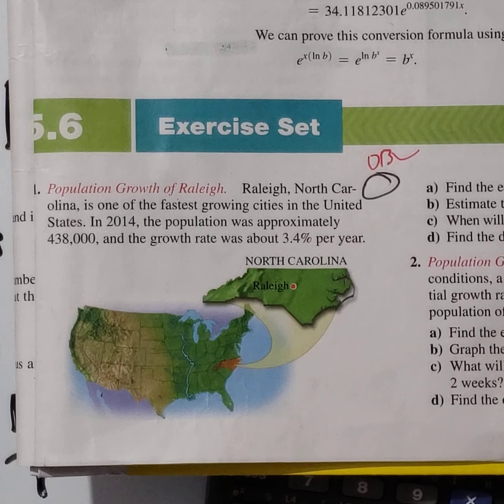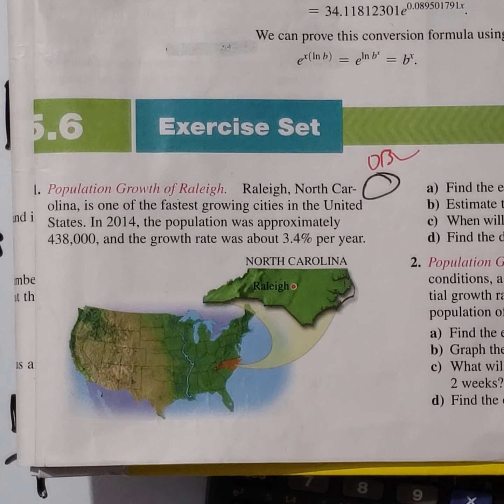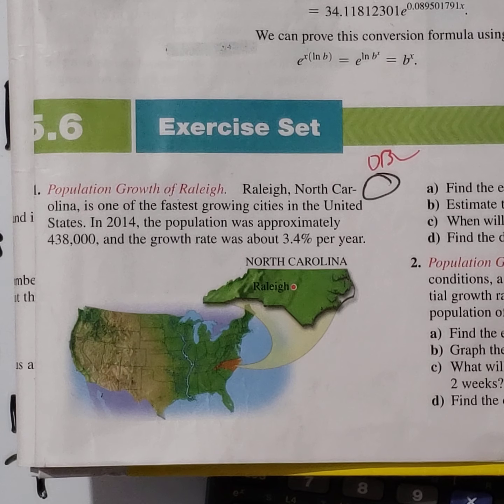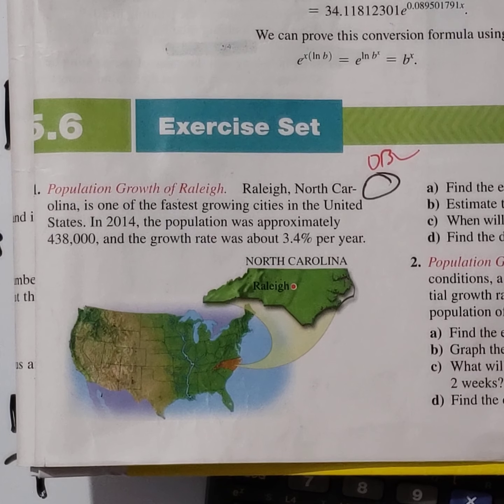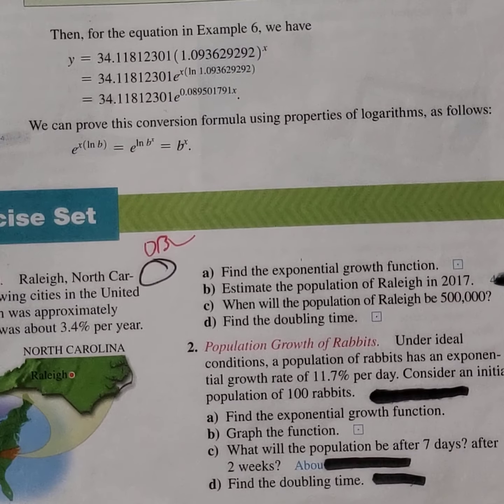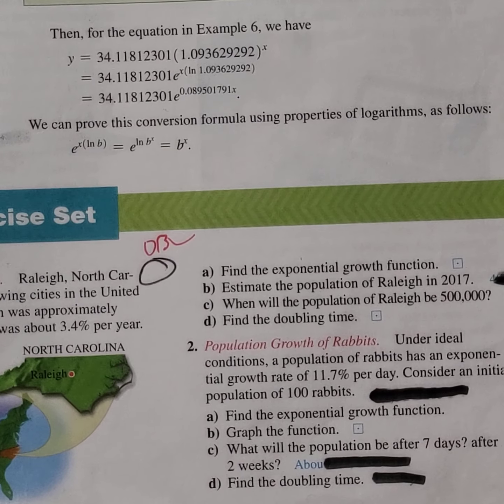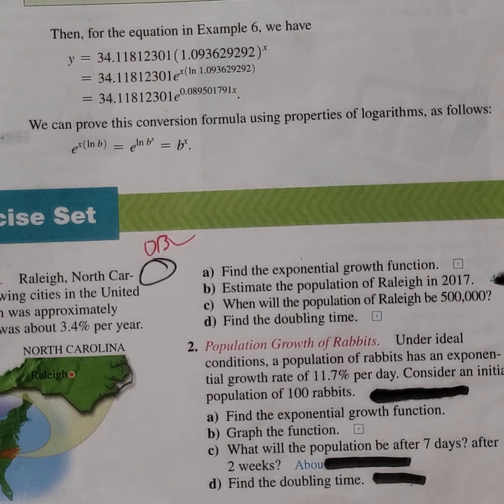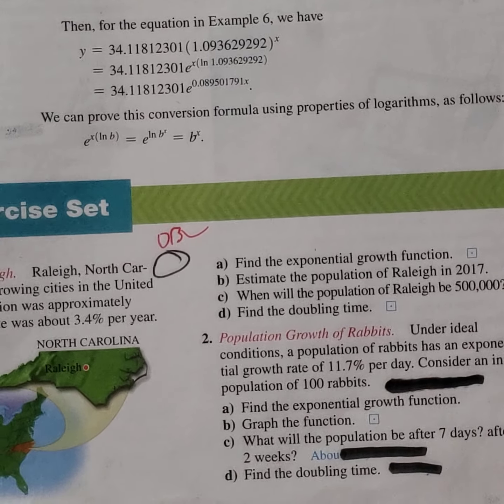Population growth of Raleigh. Raleigh, North Carolina is one of the fastest growing cities in the U.S. In 2014, the population was approximately 438,000, and the growth rate was about 3.4%. And we got a couple things they're going to ask us about here. Find the function for the exponential growth, estimate the population in 2017, and when will the population be 500,000, and find the doubling time.